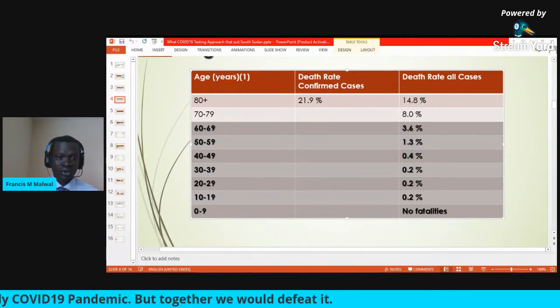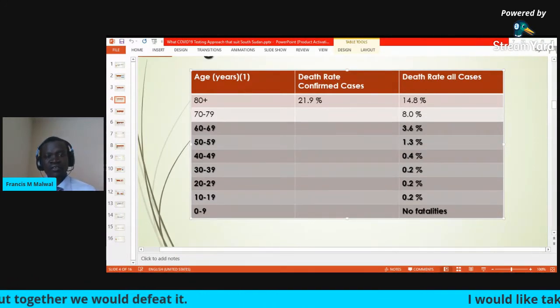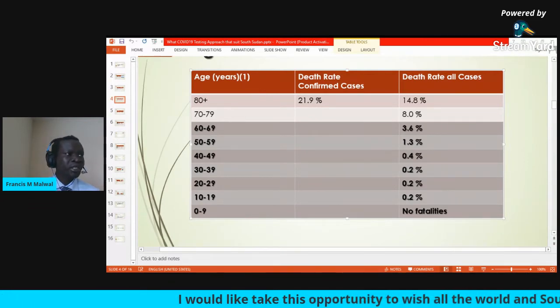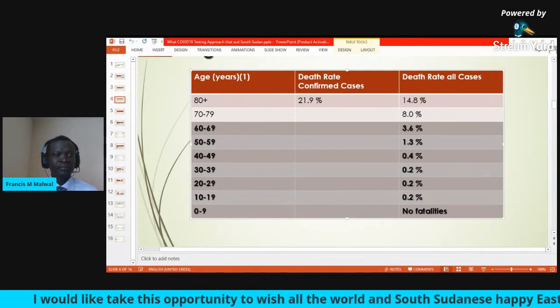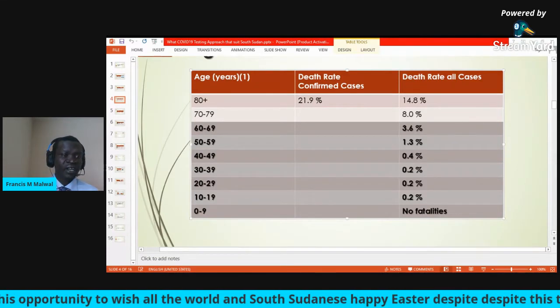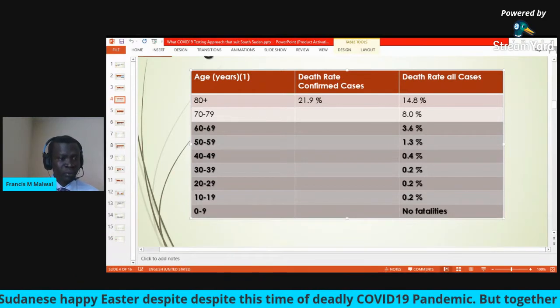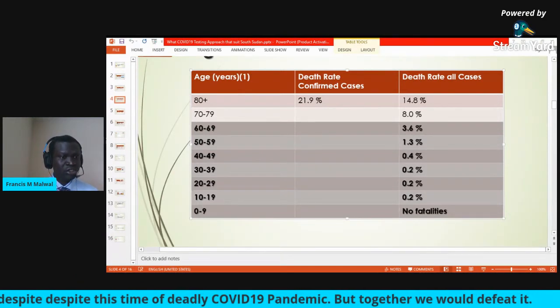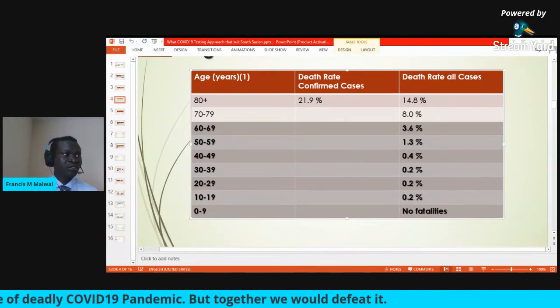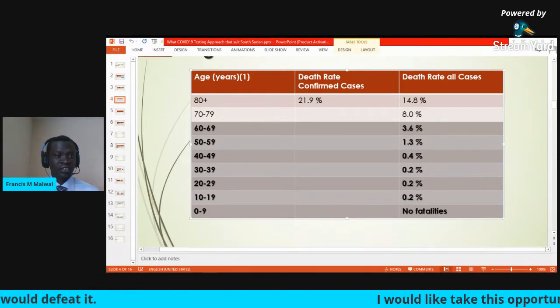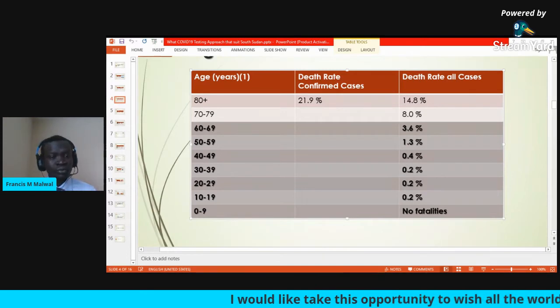So up to now, we don't know whether it is because nobody was affected within that category, or because they managed to fight the virus, or their body is able to fight the virus vigorously. Up to now, there is no information about that. But bear in mind that the children from 0 to 9 years have not reported any fatality cases. There are no deaths reported.